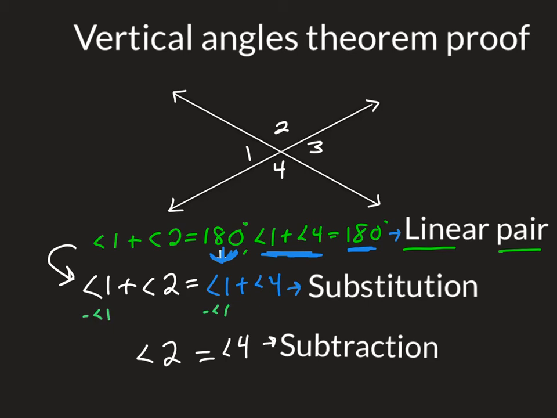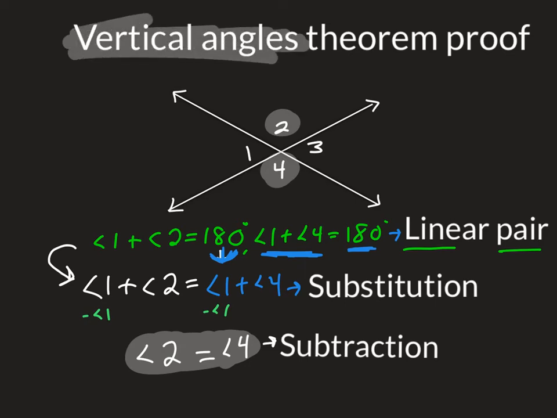Okay, and what do we have here? What's our end result? I am ending with angle 2 and angle 4 are the same. Well, what are angle 2 and angle 4? They're vertical angles. So what I did is I just proved the vertical angles theorem.